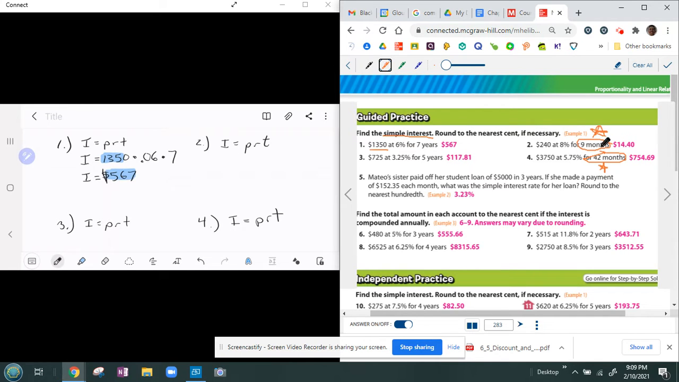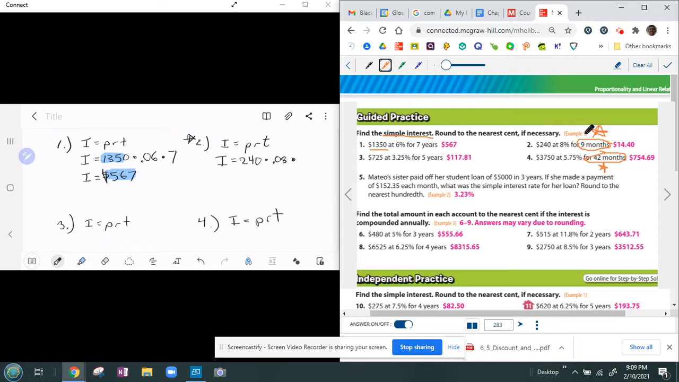So in this case, this is one of those ones that you'll want to take a close look at, maybe star. Okay, it gives you the time in months, and the simple interest formula is set up to be just for years. So we're still finding this simple interest here, the interest earned. Okay, we know the principal is 240. We know the rate is 8%, so that's going to be 0.08. And then we're going to multiply it by the time, but it has to be years.